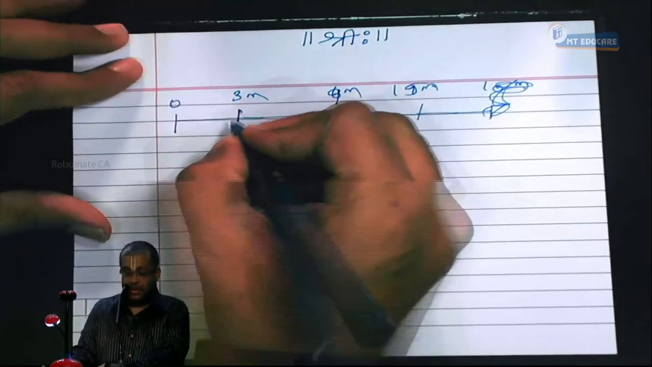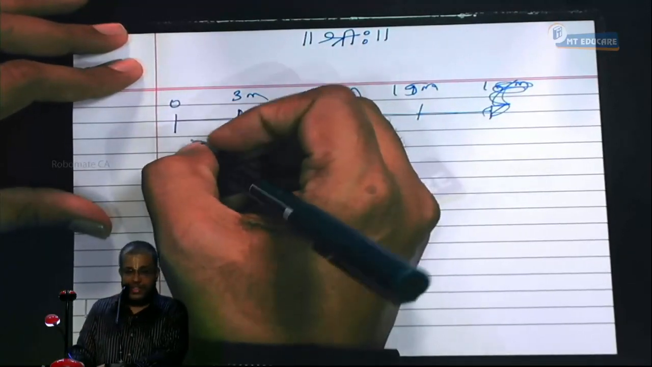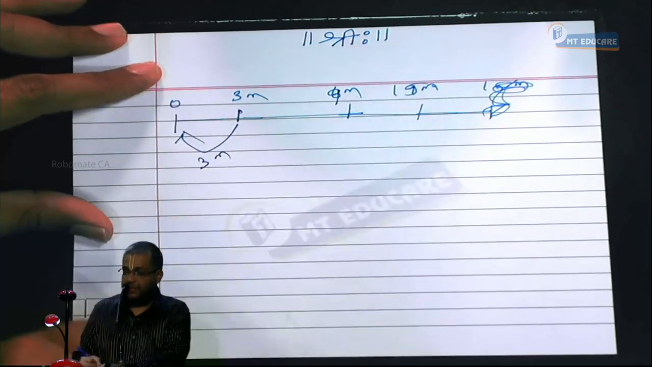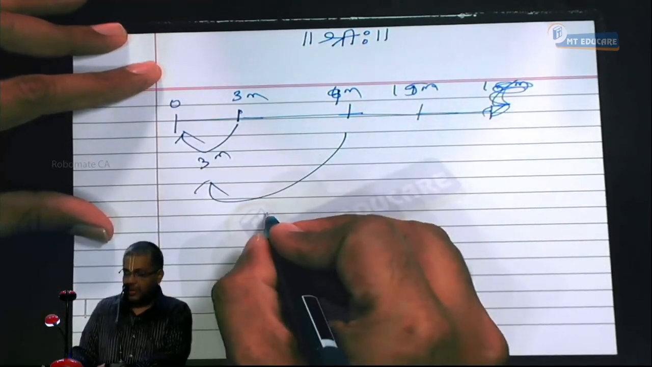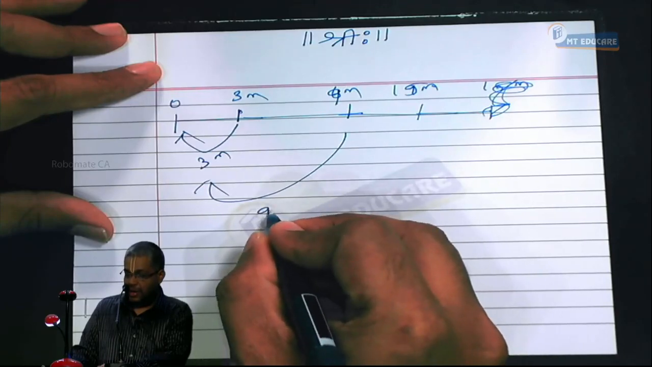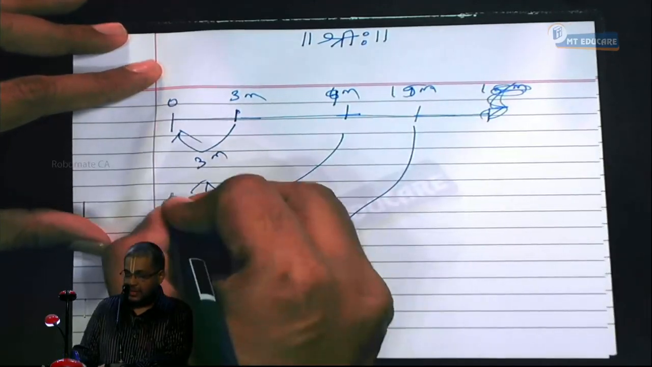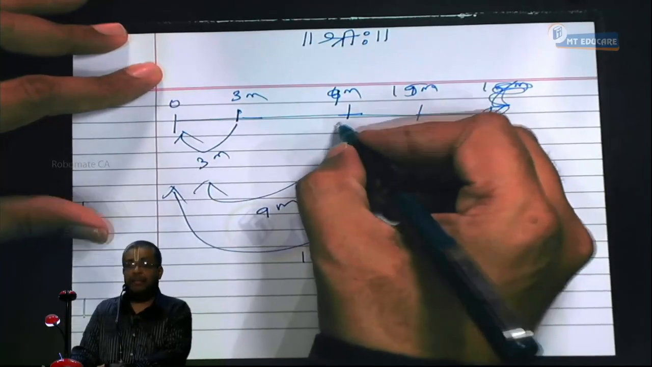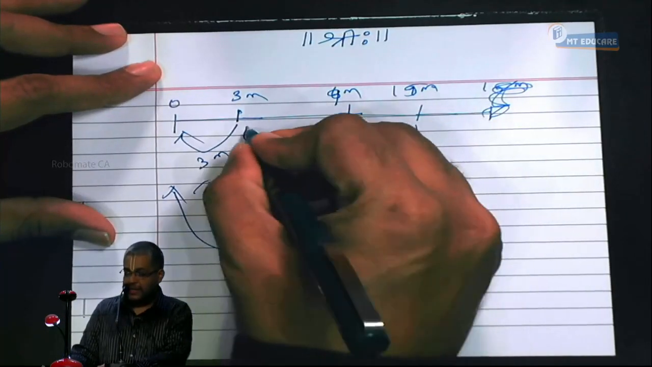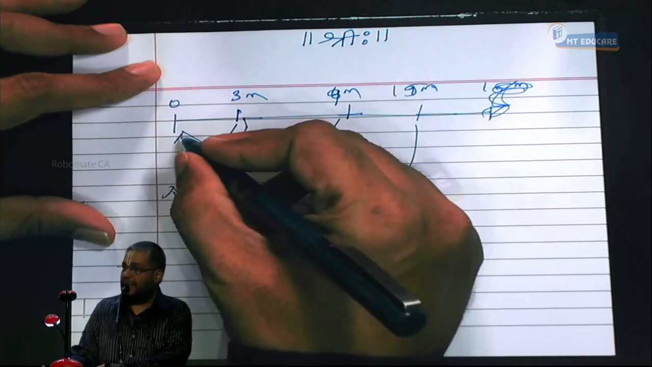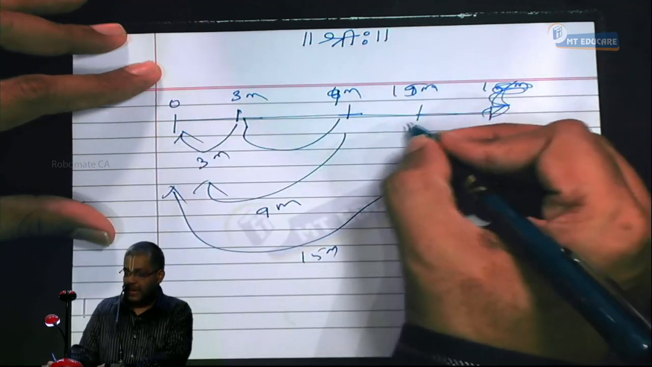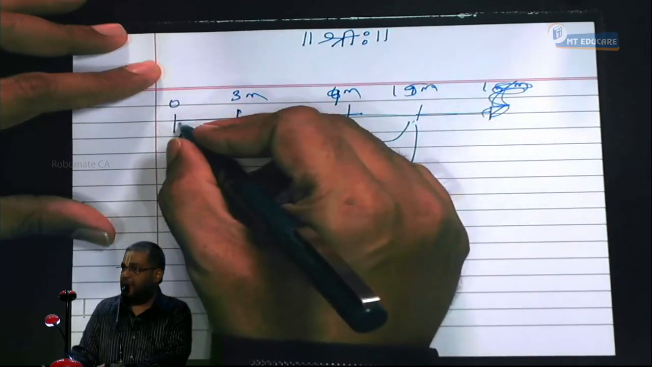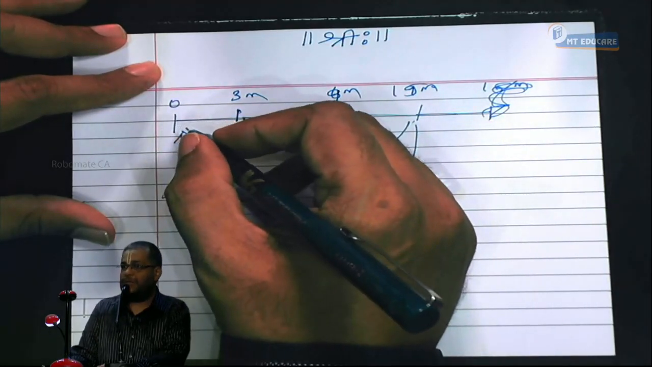Now I have to find the discount factors. First, I discount by how many months? 3 months. Next, by 9 months. Third, by 15 months. For the 9 months, first I discount by 6 months and then by 3 months. For the 15 months, I discount by 6 months, another 6 months, and then 3 months.